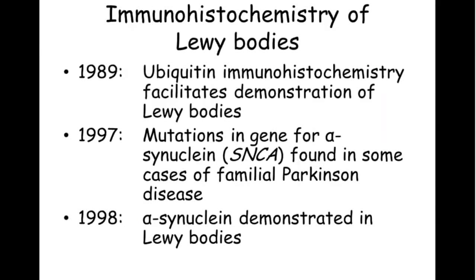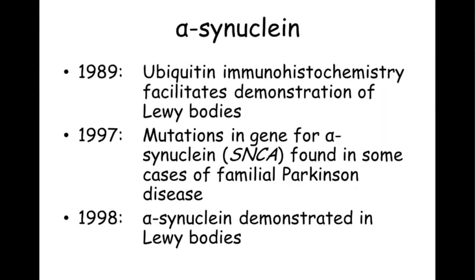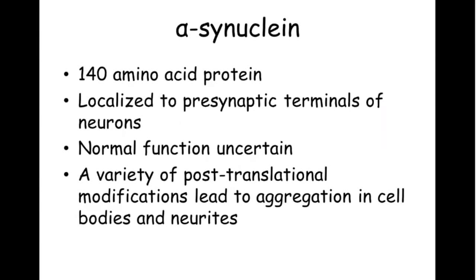And in 1998, antibodies produced to alpha-synuclein were found to label Lewy bodies in cases of human Lewy body disease. Alpha-synuclein is, again, like tau, a normally occurring protein. It is a 140 amino acid protein that's localized to the presynaptic terminals of neurons. Its normal function is uncertain, but it is thought to potentially have a role in synaptic transmission.